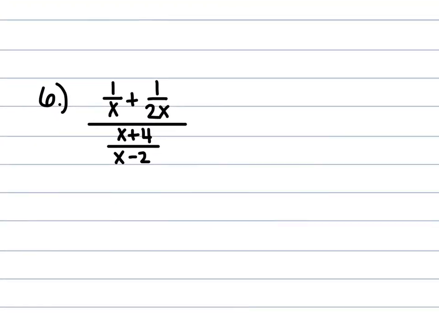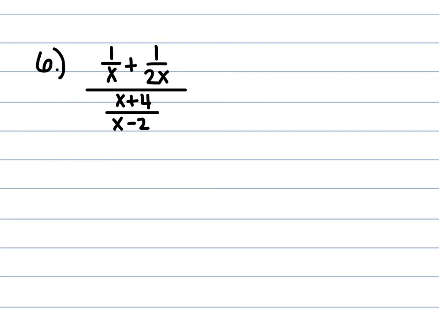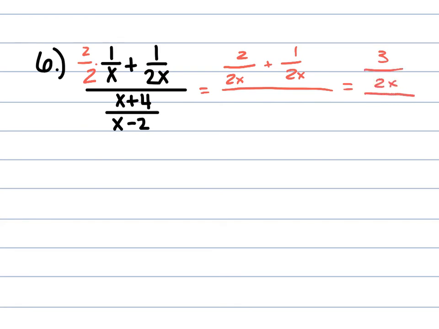Okay, number 6. Talk to me. Multiplied by 2. Good. So notice that the numerator there does not have a common denominator. It needs one. And as we said, on the left-hand side, if we were to multiply the top and bottom by 2, then we would have a common denominator of 2x. So we'll get 2 over 2x plus 1 over 2x becomes 3 over 2x, all over x plus 4 over x minus 2.